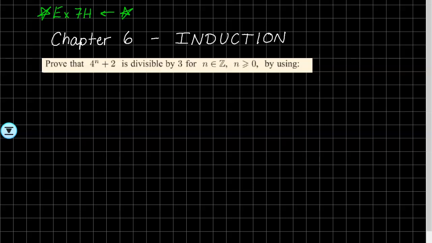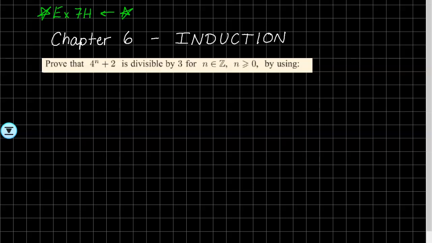Looking at proving something by induction, and to prove that this is divisible by 3, we could go, oh, what if n was 1? So 4 to the 1 is 4, plus 2, 6. Hey, that works. 6 is divisible by 3. What about when n is 2?